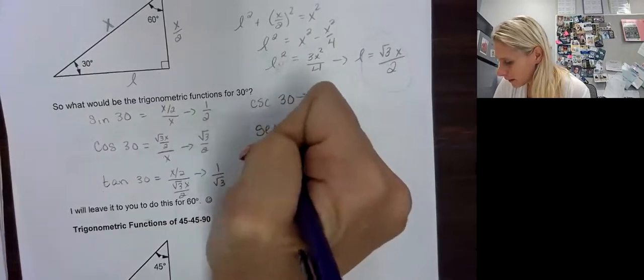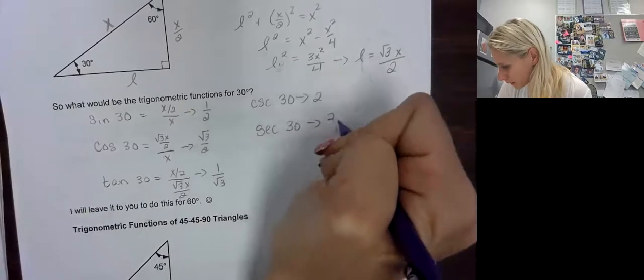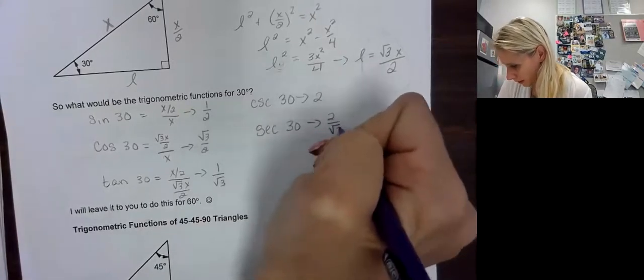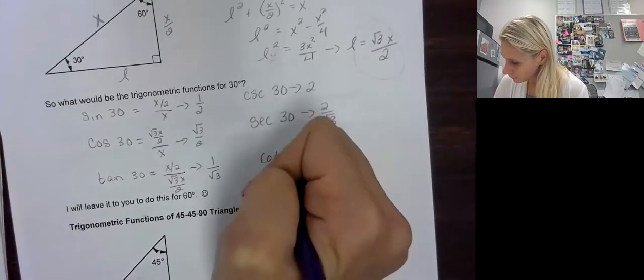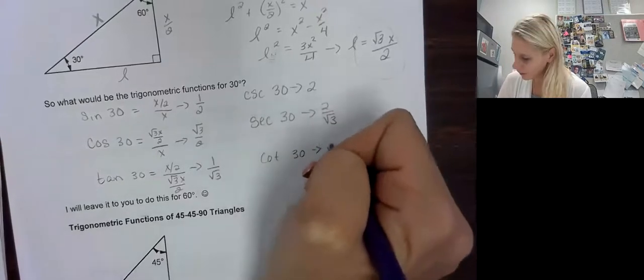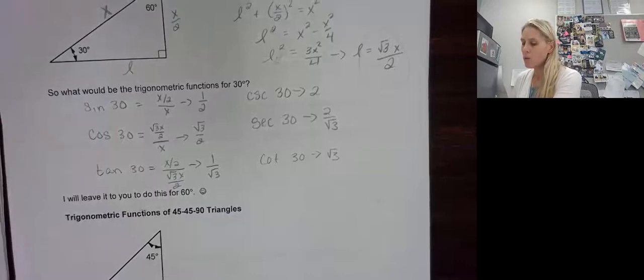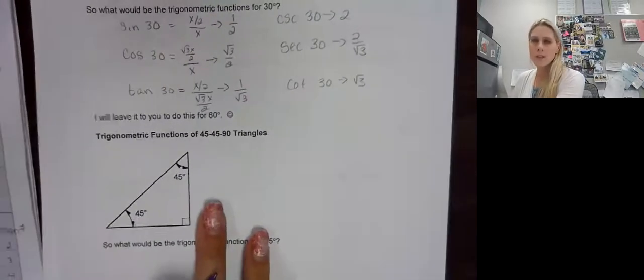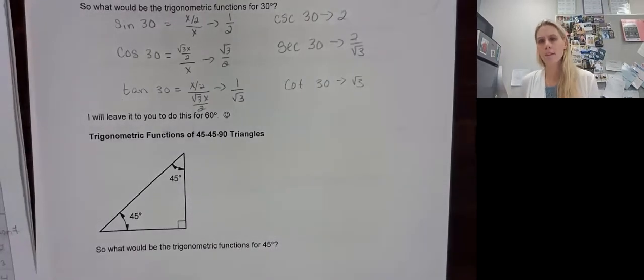Secant of 30, flip it, would be 2 square root 3. And cotangent of 30 equals square root of 3. All right, so we of course can do this for 60 degrees also, but I'll let you do that on your own. But now let's talk about our 45.